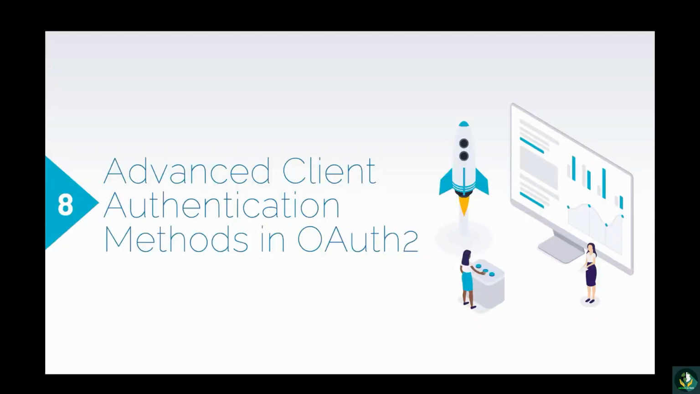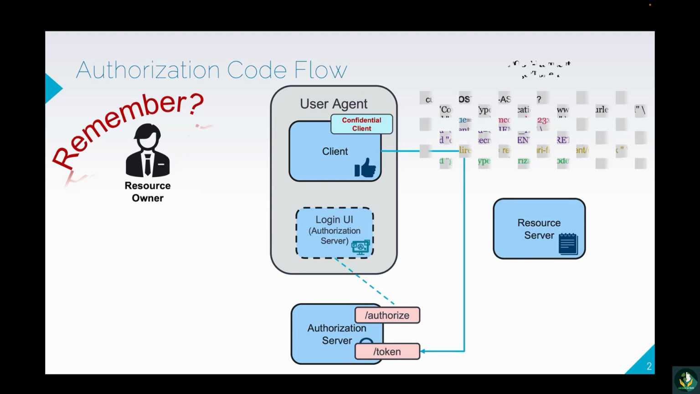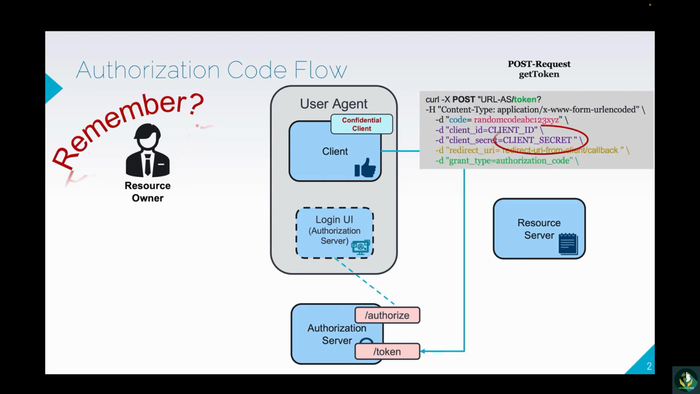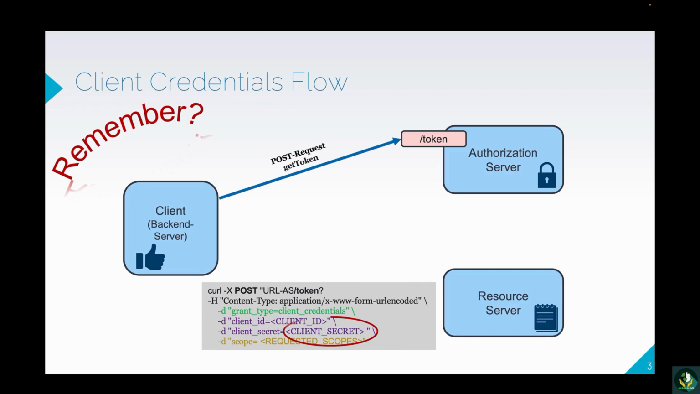Now, if you remember from previous lessons, we used the client ID and the client secret to authenticate confidential clients with the authorization server. This was consistent across all flows that used confidential clients. In user-initiated flows like PKCE and Authorization Code flow, the client authenticates itself with the client secret. Even in the client credentials flow, the client used the client secret for authentication. In fact, the client secret is just like an application password that the client uses for authentication.